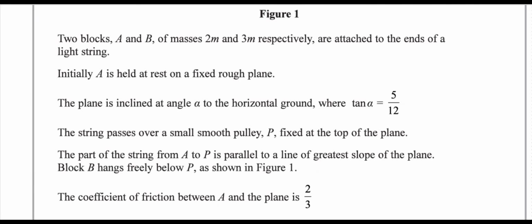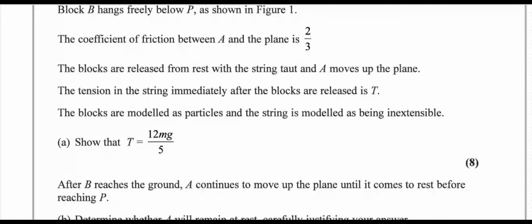The coefficient of friction between A and the plane is 2/3. The blocks are released from rest with the string tight and A moves up the plane. The tension in the string immediately after the blocks are released is capital T. The blocks are modeled as particles and the string is modeled as being inextensible. Show that T equals 12mg/5.